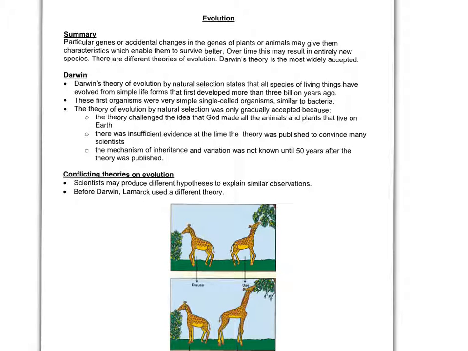The final section of this video is about evolution. We've already mentioned how certain animals having certain characteristics can enable them to survive better in terms of adaptations, and evolution is a discussion of how over time these adaptations may lead to an entirely new species. Darwin's is the most widely accepted theory of evolution and states that by natural selection we now have species that have evolved from simple life forms that first developed more than 3 billion years ago.